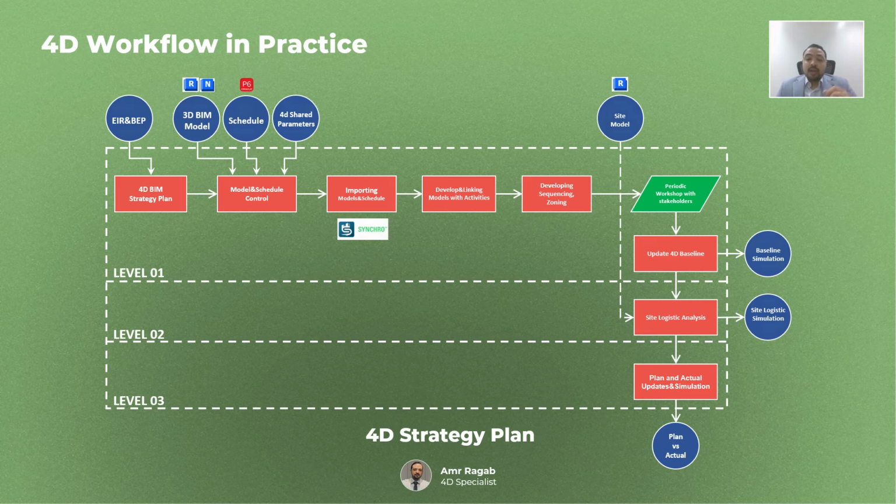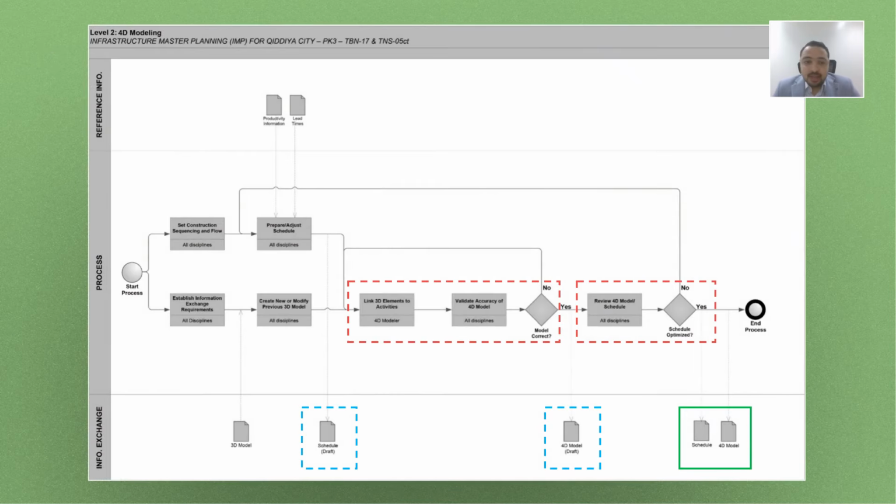Here is an example from a BIM execution plan that shows a workflow, how to get as a result the approved schedule and 4D model. This is the chart in a BIM execution plan, and we converted this chart to the strategy plan in the last slide. The result of this workflow is an approved schedule and an approved 4D model.